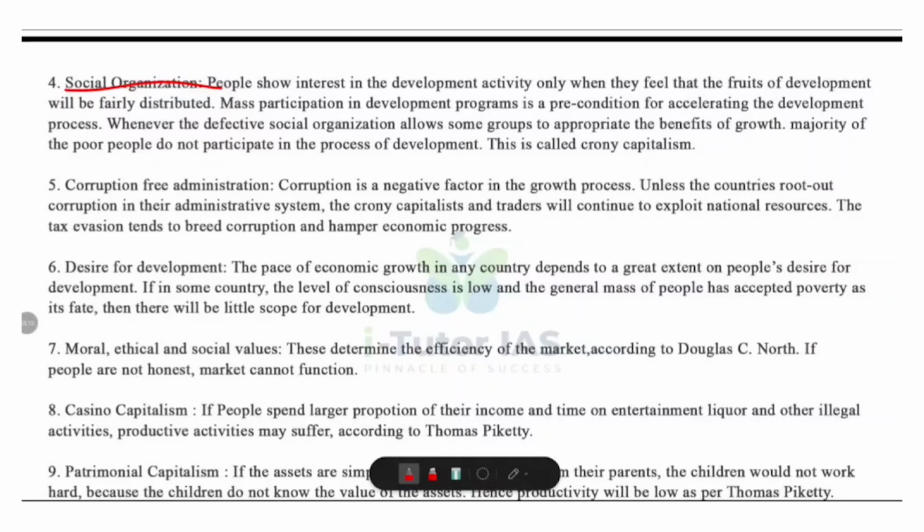Okay, crony capitalism. Crony capitalism means an environment where connected businessmen and elites capture most benefits, whether it is from subsidies, licenses, natural resources, or government contracts. When this happens, the poor feel excluded, social resentment rises, and development slows down. So, fair distribution and inclusive systems are essential for growth.